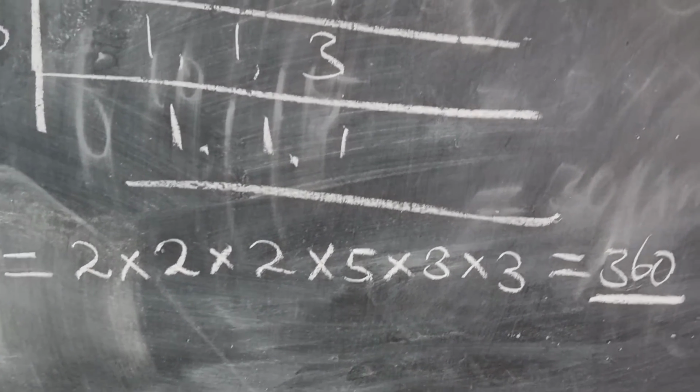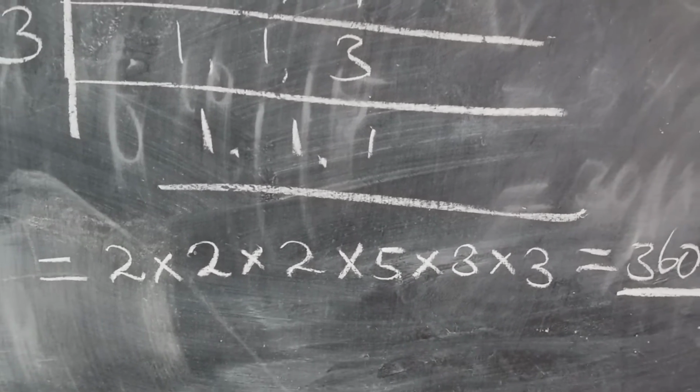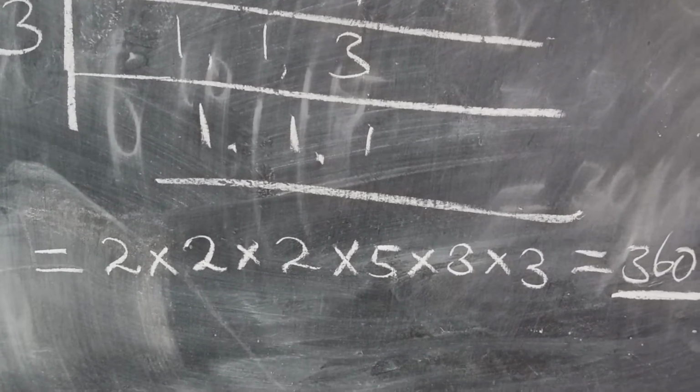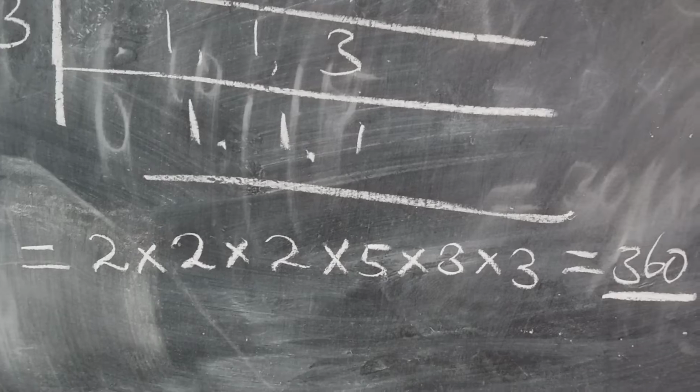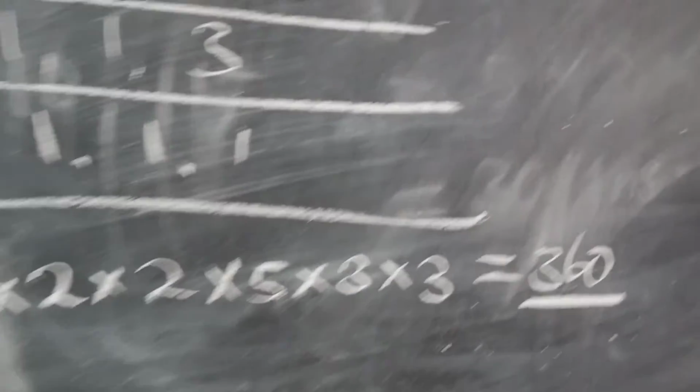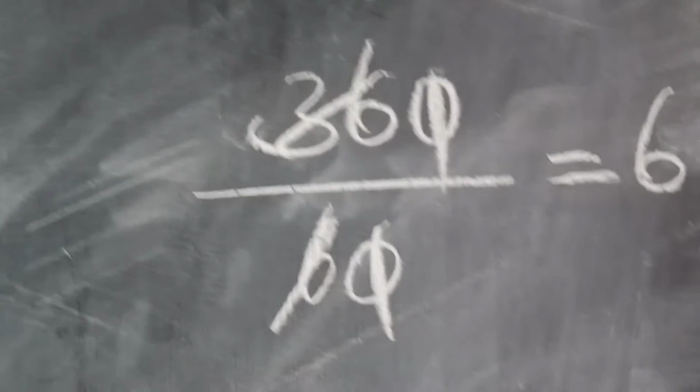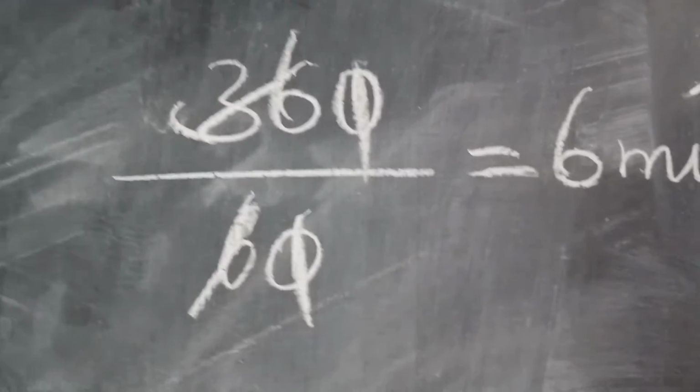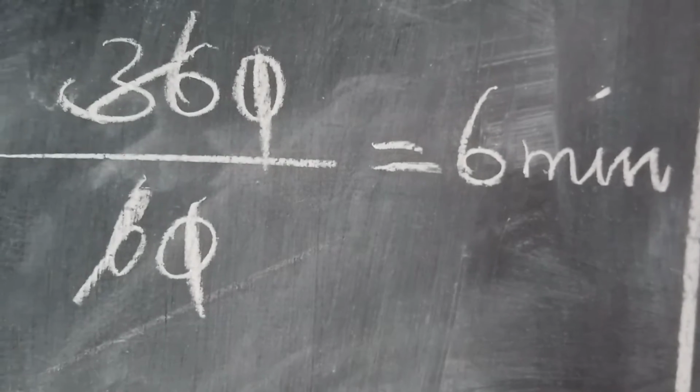They have given it in seconds, so what will we do? 1 minute is equal to 60 seconds, 60 minutes is equal to 1 hour, we know. So we have to find minutes. Seconds we have got, isn't it? So when we divide 360 by 60, we get 6 minutes as the answer.